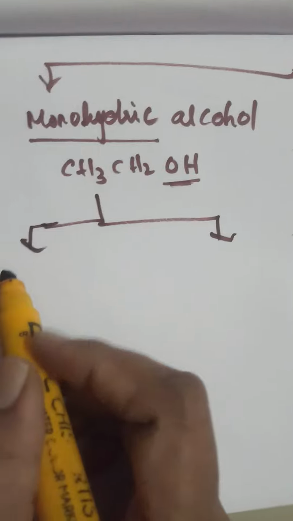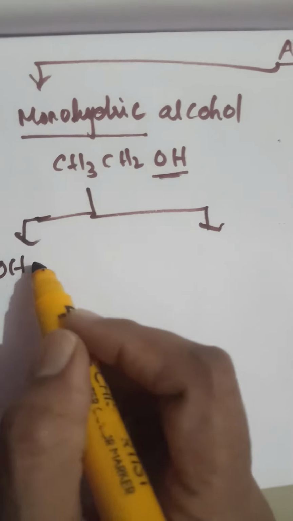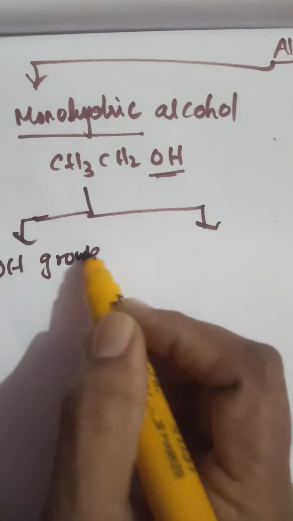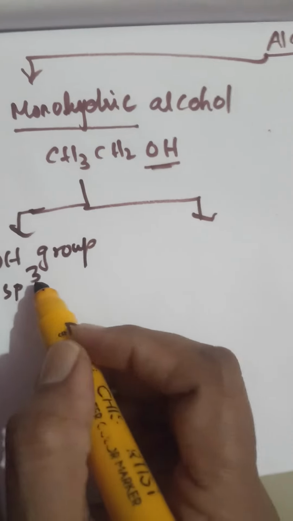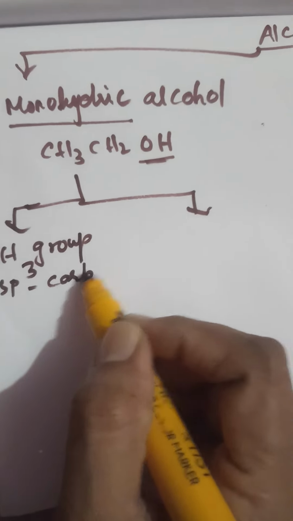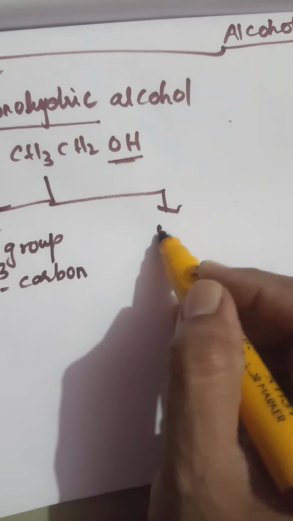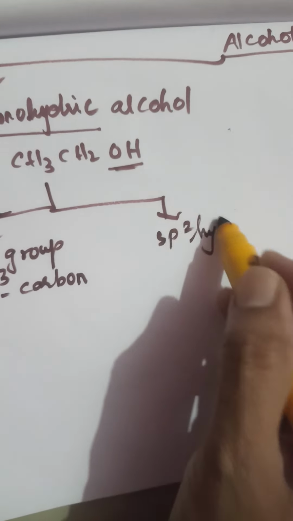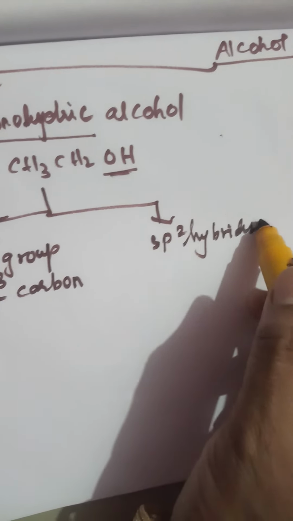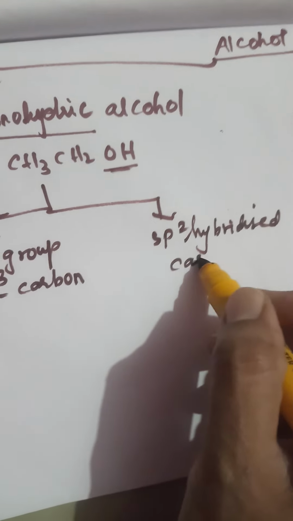In monohydric alcohol, the alcoholic group is attached to a hybridized carbon. There are two types of monohydric alcohol. One is the hydroxyl group, OH group, with sp3 hybridized carbon, and another one is with sp2 hybridized carbon.